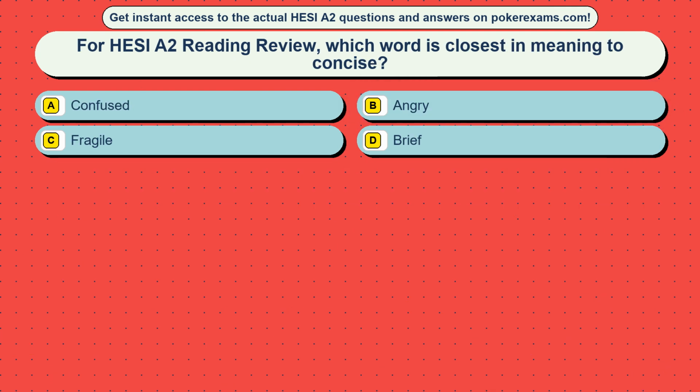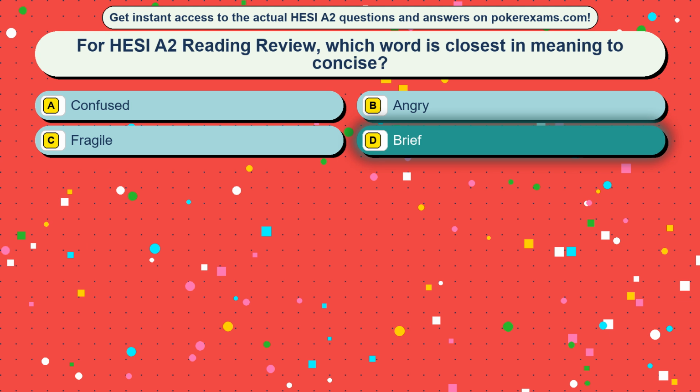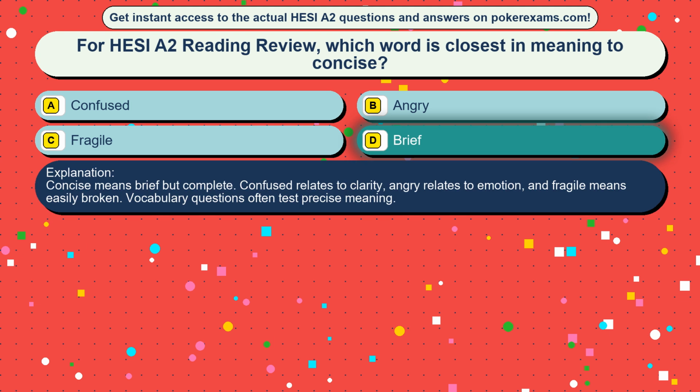Question 2. For HESI A2 Reading Review, which word is closest in meaning to concise? Option A, confused. Option B, angry. Option C, fragile. Option D, brief. The correct answer is option D, brief. Concise means brief but complete. Confused relates to clarity, angry relates to emotion, and fragile means easily broken. Vocabulary questions often test precise meaning.